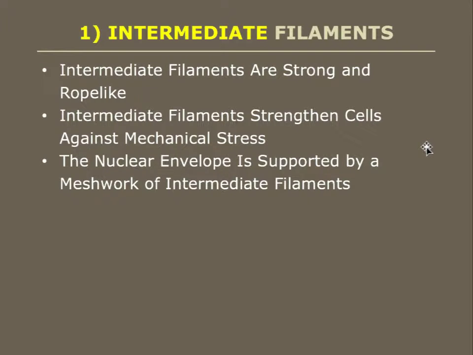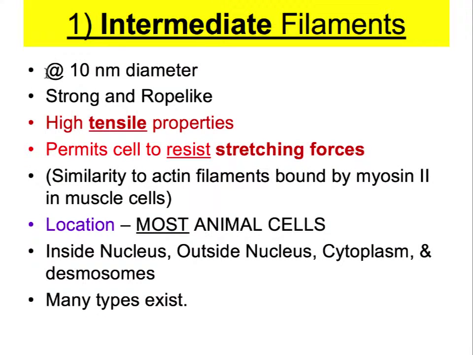Tackling one of them at a time, let's start with intermediate filaments. The first thing to say is that intermediate filaments are the medium of the three in terms of their diameter, approximately 10 nanometers in diameter. They form strong, rope-like filaments inside cells that have high tensile strength properties. What does tensile mean? Tensile refers to the ability to resist stretching under tension, and objects that don't stretch much are called tensile.